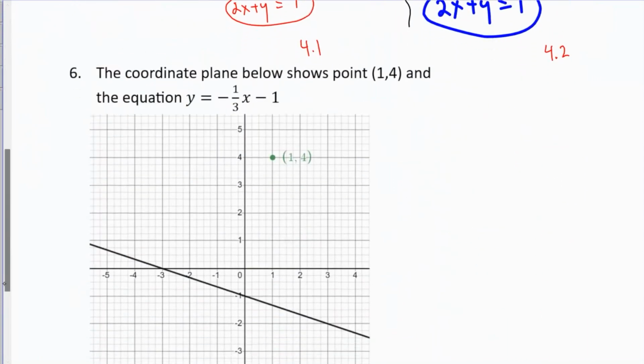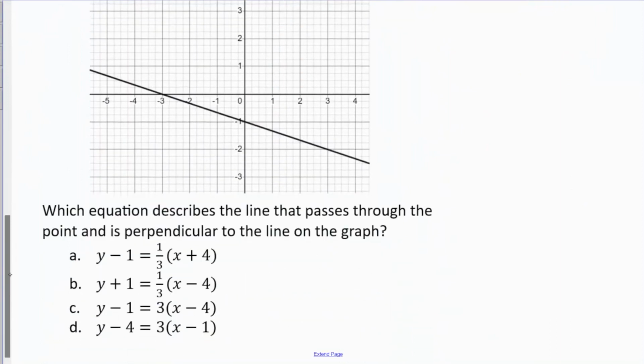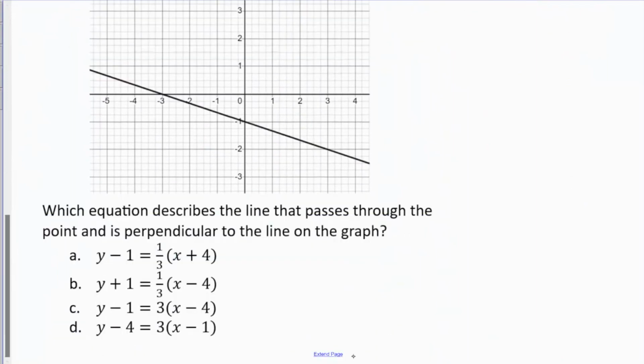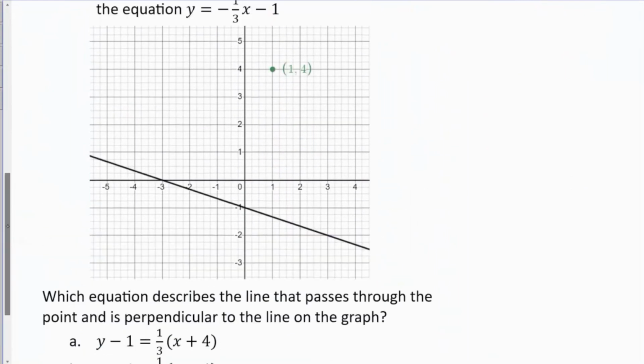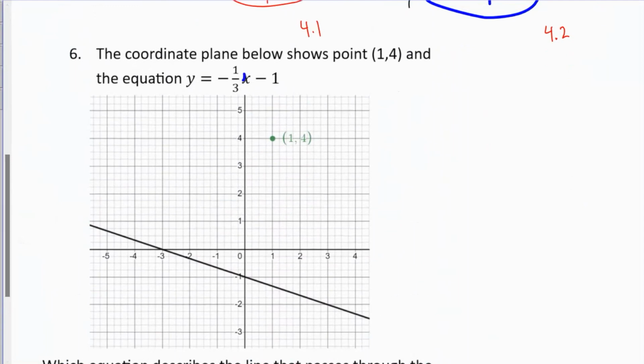All right, number 6. It says the coordinate plane below shows point (1, 4) and the equation y equals -1/3x minus 1. And we want to know which equation describes a line that passes through the point and is perpendicular to the line on the graph. So first, we want to find our slope. They gave us a graph, and they gave us the slope. So we can use this slope right over here, which is -1/3.